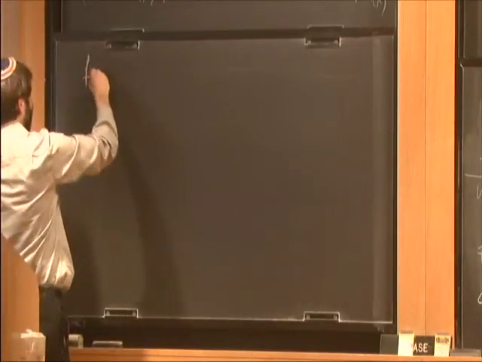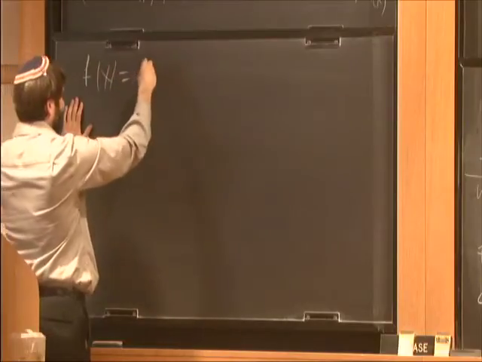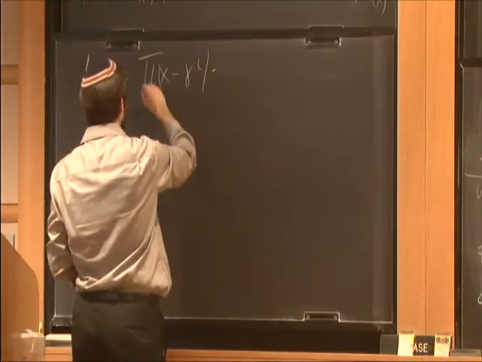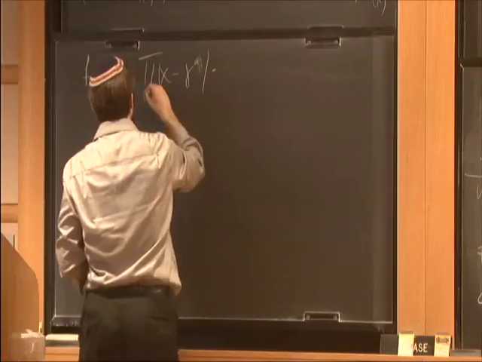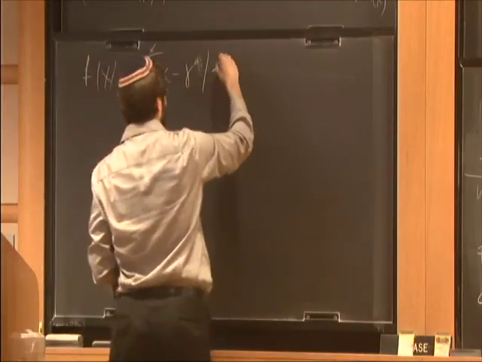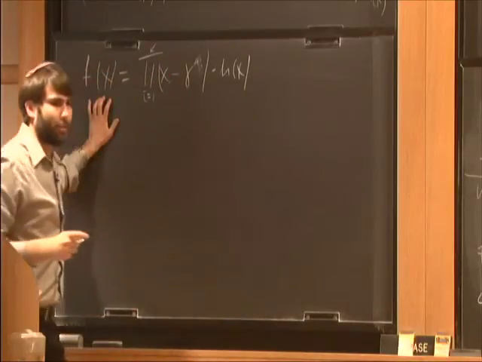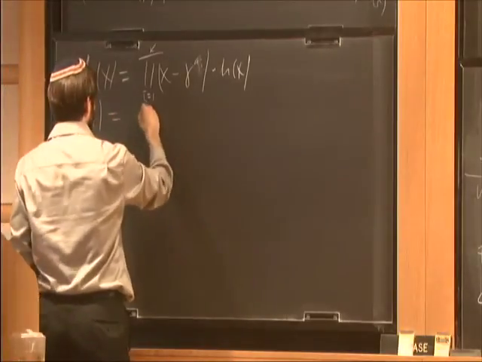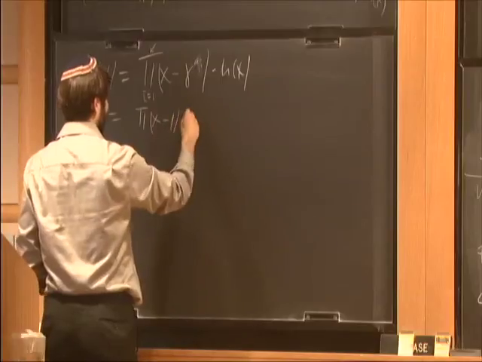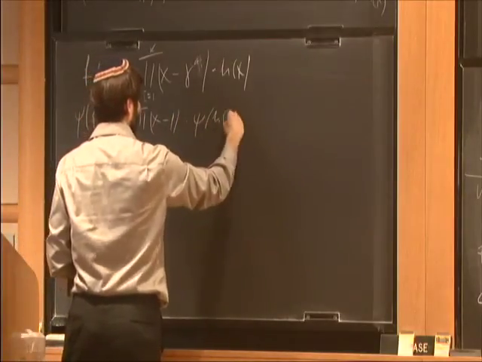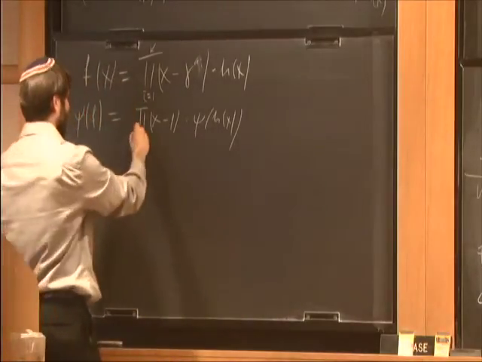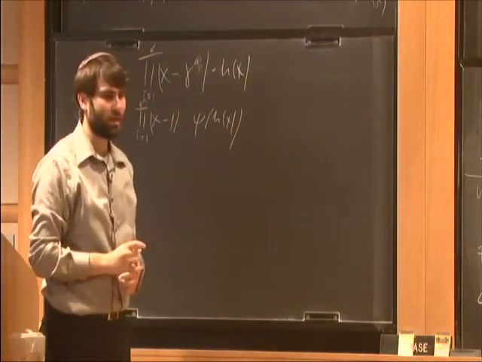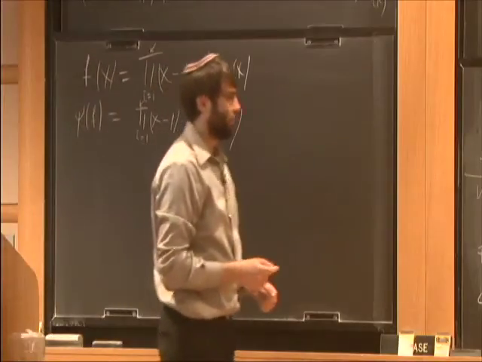In case f of x has k zeros, then it means that f is the product of x minus gamma to the power a_i, i from 1 to k, times some h of x. And after applying phi on f, we get that it's the product of x minus 1 times phi of h of x, i from 1 to k, which is exactly x minus 1 to the power k. And now the claim follows from the lemma.